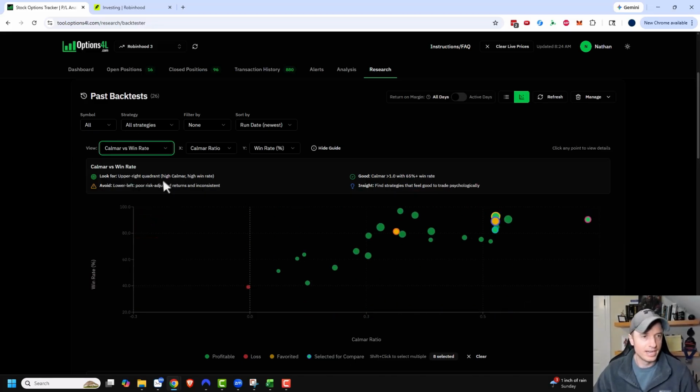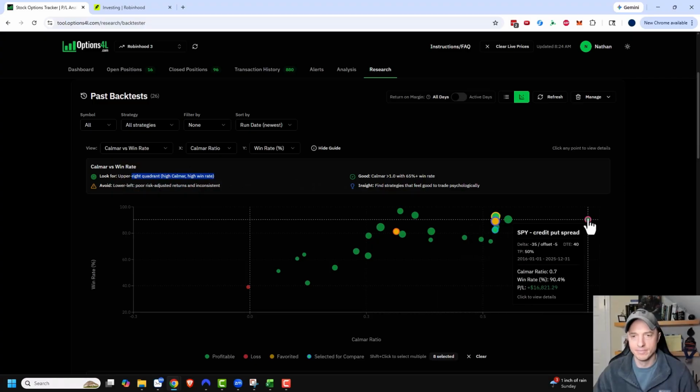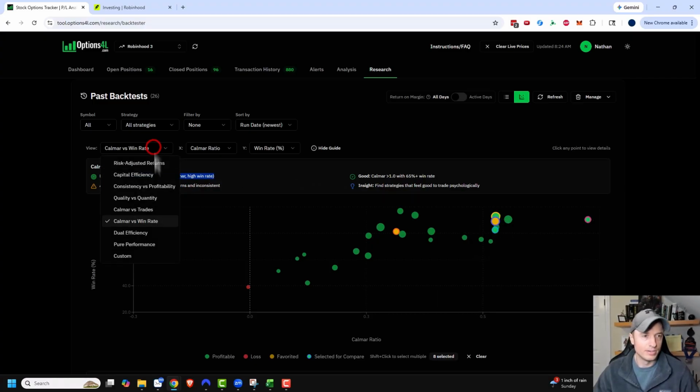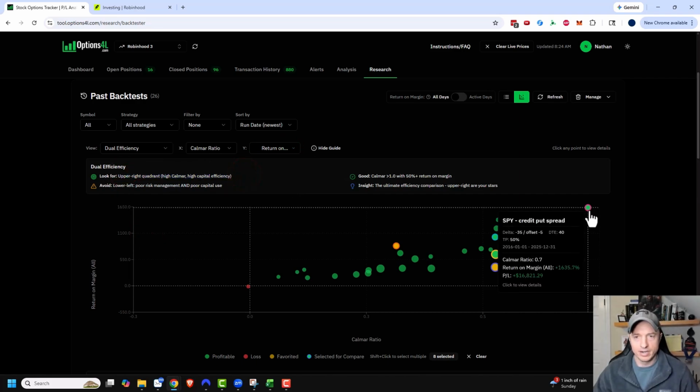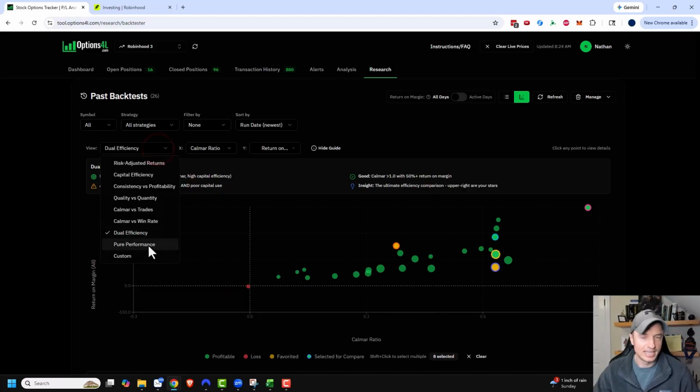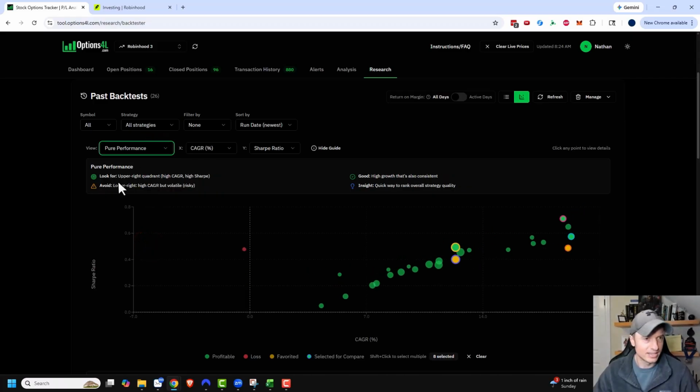Calmar versus win rate. We want the upper right quadrant, high Calmar, high win rate. So we got our pink one out here. That one's still leading the way. Dual efficiency, which is Calmar versus return on margin. Upper right quadrant. So there's our pink one again. That one is like the top one in basically all scenarios.